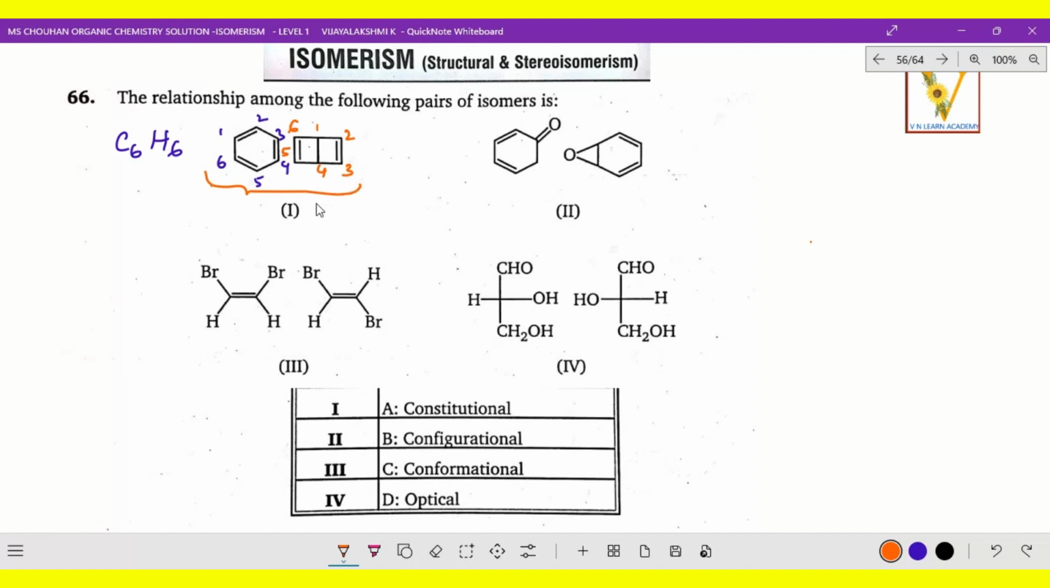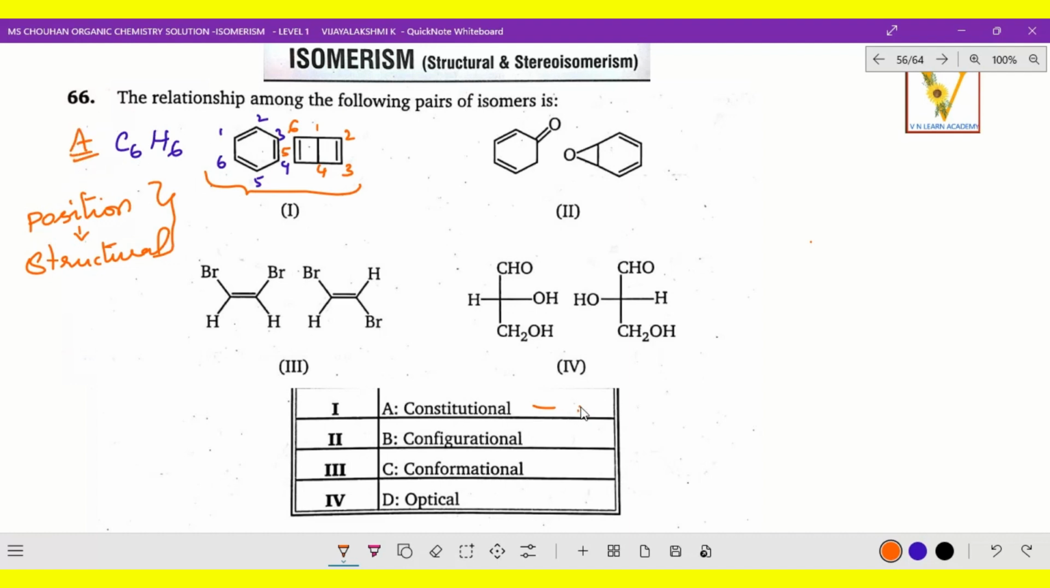Positional isomers belong to structural isomers. In structural and positional isomers, the structure has changed, so this is a constitutional isomer. So compound one is a constitutional isomer. This is A.